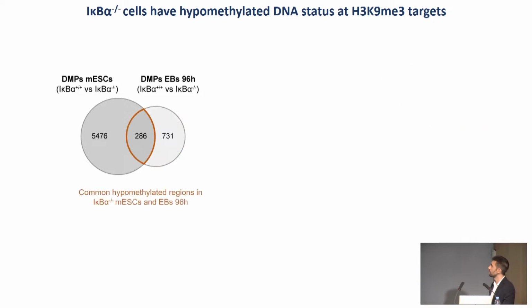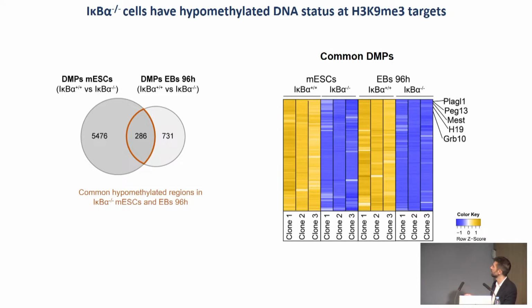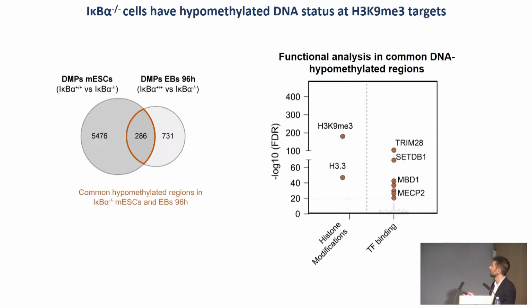But also, and even more interestingly, we identified a region that was common in terms of hypomethylation between both time points, in the knockout mouse ES cells and in the knockout EBs. When we further explored these regions, you can see here that they were totally hypomethylated in terms of DNA methylation, and within these regions we were finding some genes such as PLAGL1, PEG3, MEST, or GRB10. But even more interestingly, when we did some functional analysis of these regions that were commonly hypomethylated, we saw that they were typically decorated with the lysine 9 trimethylation mark.